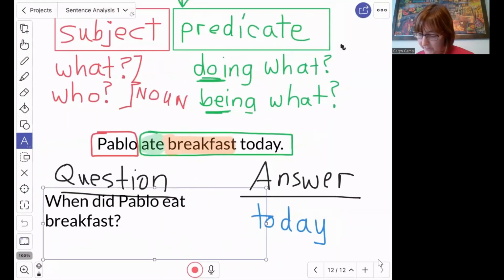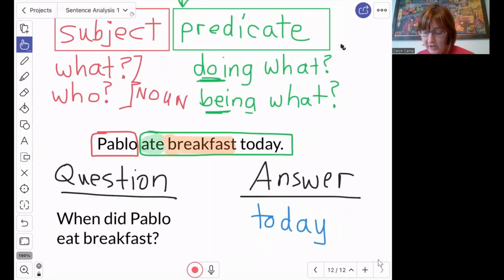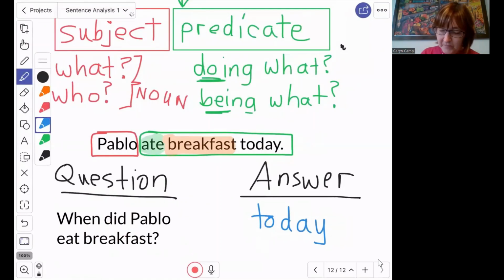All right, here's my question. When did Pablo eat breakfast? So this is what I'm looking at right here. See my little red dot? When did Pablo eat breakfast? Okay, the answer is today, right? Because it tells us Pablo ate breakfast today. So when you look at this question, what's the first word in the question? I'll use blue. It's when.